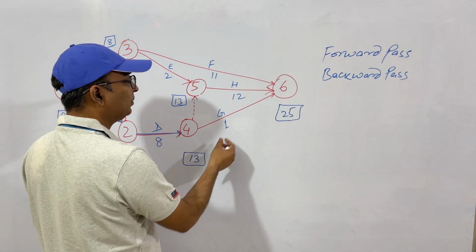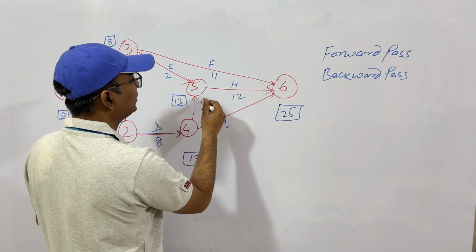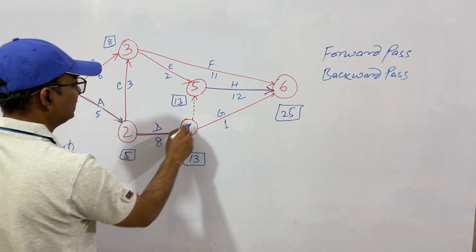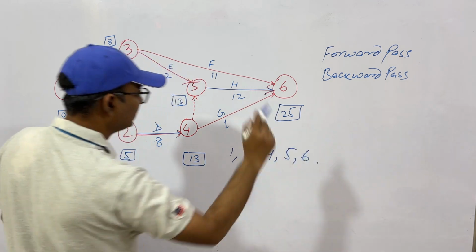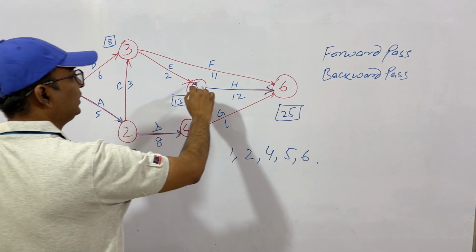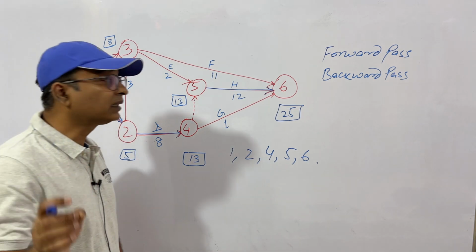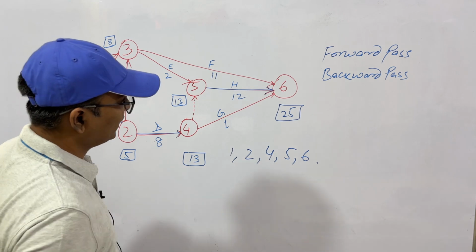25 minus 13, 12, but this is only 1. So this is not critical. But 25 minus 13, this is 12. So this is your next critical path. So your critical path is this: 1, 2, 4, 5, 6. That is, this is the path that takes the longest time. This is the critical path, and the time taken by this path is the time of this project.